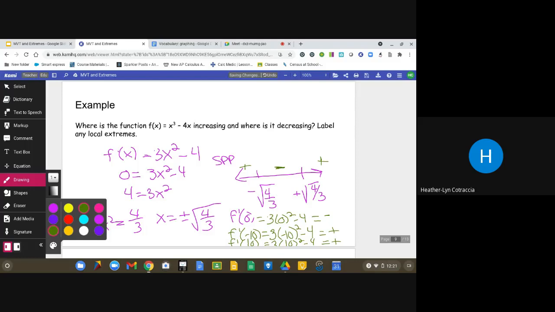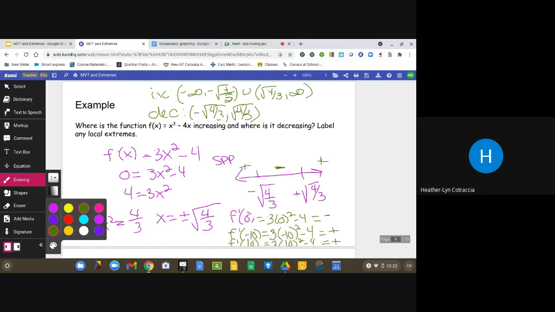So to answer this question, where are we increasing and where are we decreasing? We will be increasing from negative infinity to negative radical 4/3, unioned with positive radical 4/3 to infinity. And we will be decreasing from negative radical 4/3 to positive radical 4/3. And that's all underneath that radical there.